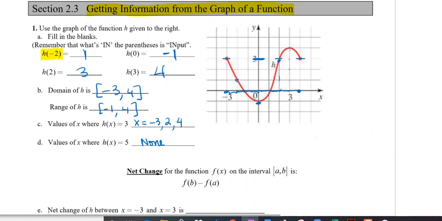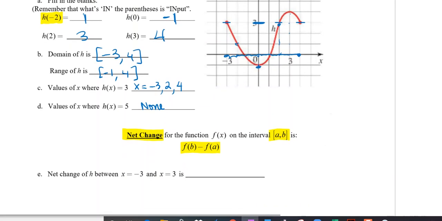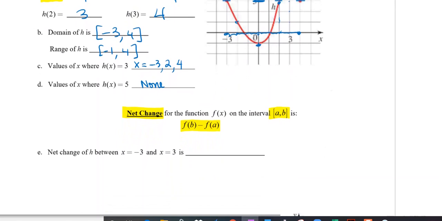So the next thing is this definition, net change. The net change for a function on an interval from x equals a to x equals b is just defined to be f of b minus f of a. The change in the outputs. Where was the value at x equals a? Where is it at x equals b? What's the difference between them? That's what we call the net change of a function on an interval.